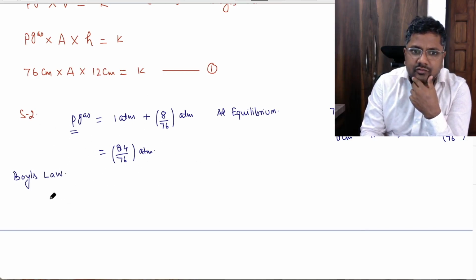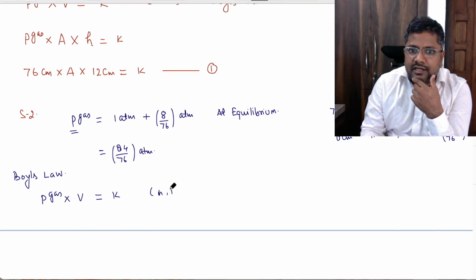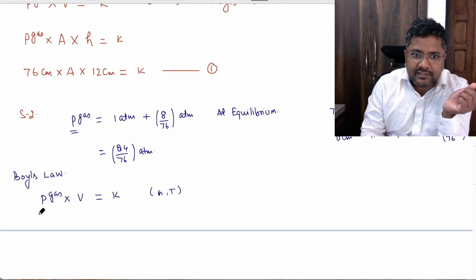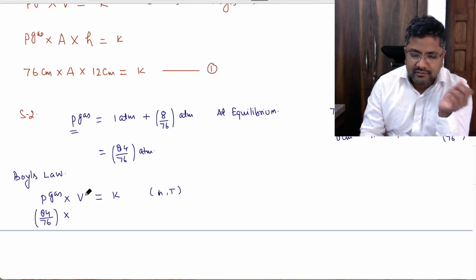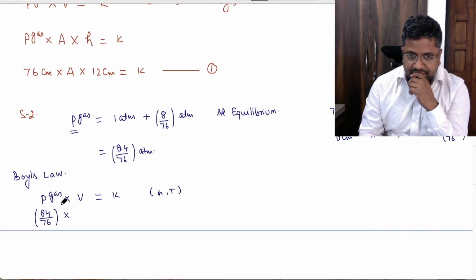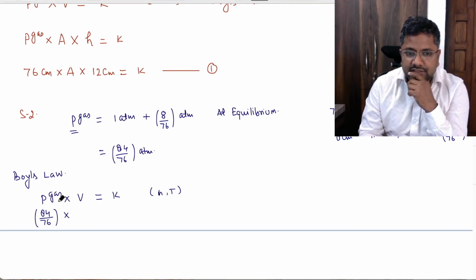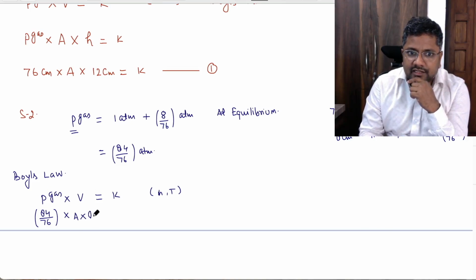In state 2, what is the pressure? Pressure of the gas into volume is equal to constant K at constant N and T. So pressure of gas is 84 by 76 multiplied by this cross section area, that is A, and length is L1. This is equal to K.